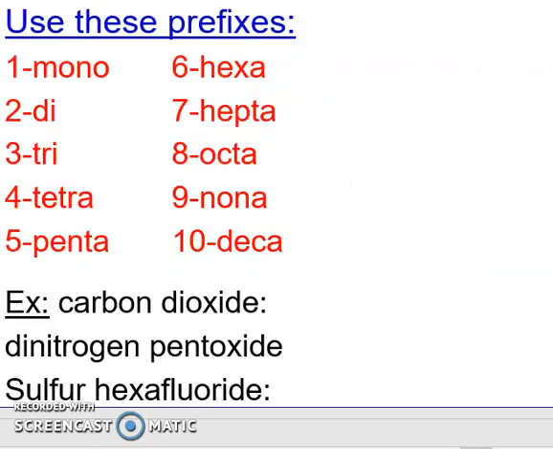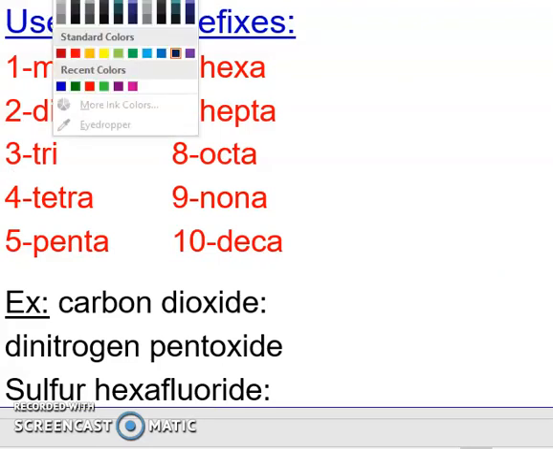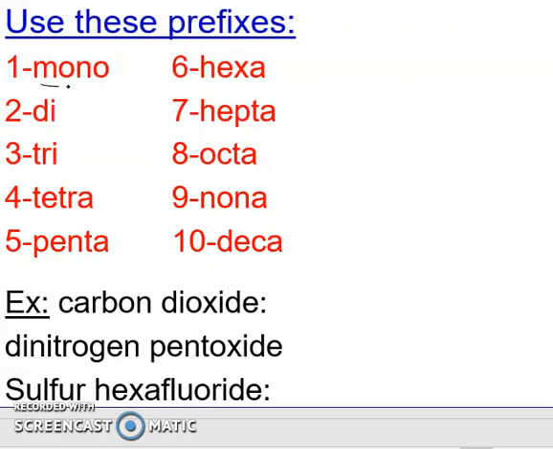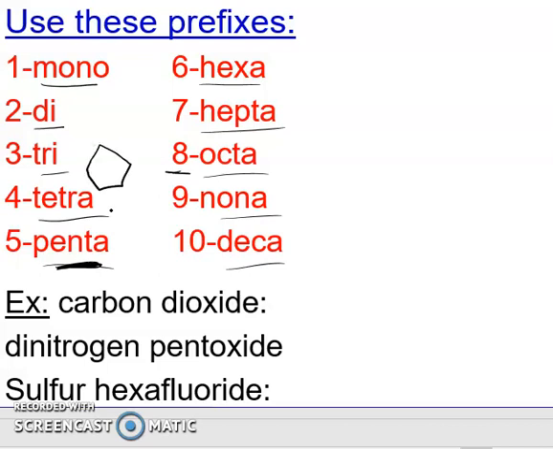So all you need is a list of prefixes, and these are the common prefixes that we will be using. For 1, we'll use the prefix mono. For 2, we'll use di. For 3, tri. For 4, tetra. For 5, penta. 6, hexa. 7, hepta. Octa, nona, and deca. These are actually common prefixes that are used in common English words, like an octopus, right? Has 8 legs. Pentagon. A pentagon is a 5-sided figure, or it's a government building south of Washington, D.C. Still, the building has 5 sides, right? Pentagon still has 5 sides. So you see that these are commonly used. And you'll see these are pretty simple.